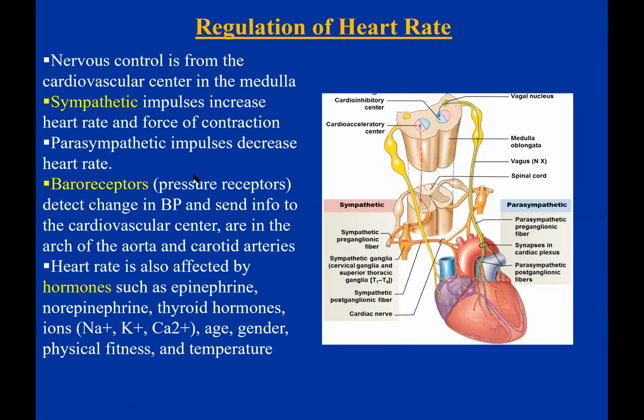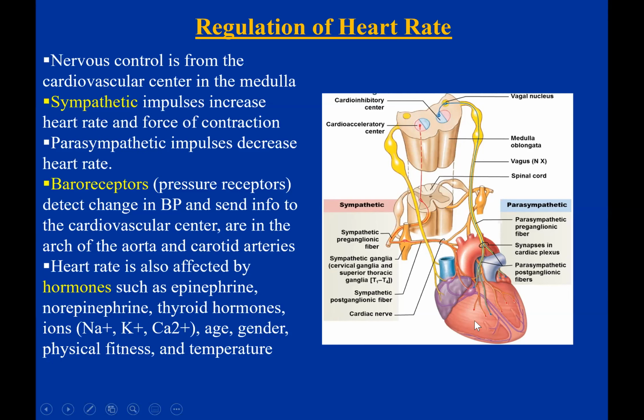How is your heart rate regulated? We touched on this when we studied the autonomic nervous system. So you can see the vagus nerve innervating the heart. So the nervous system controls the cardiovascular center from the medulla of your brain. When under control of the sympathetic nervous system, your heart rate increases. Whereas the parasympathetic nervous system will calm your heart down. It will decrease the heart rate.